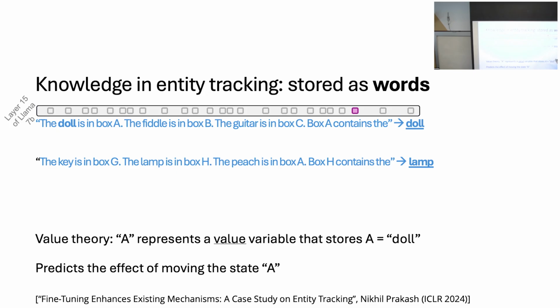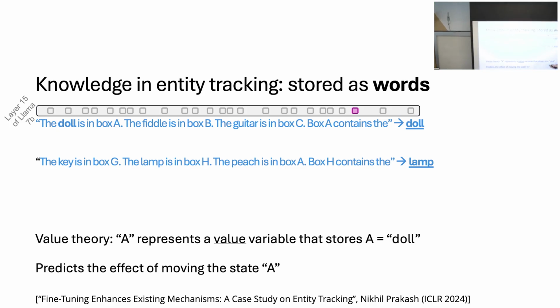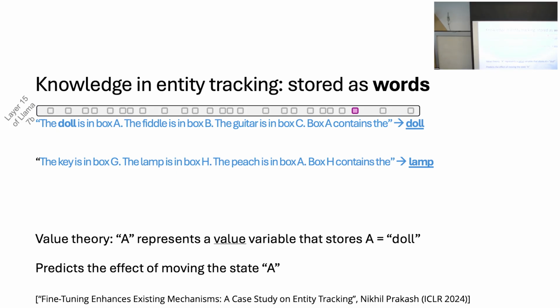You don't know about A and B and C unless you have a short-term memory to remember what just happened. Somebody just put a doll in box A, a fiddle in box B, and a guitar in box C. You wouldn't know that until you read it. And then if somebody says box A contains the thing, you would say a doll, right? And why is that? Because of your short-term memory. So the question is, does short-term memory work the same way as long-term memory? Can we find in the MLP something that encodes for doll?